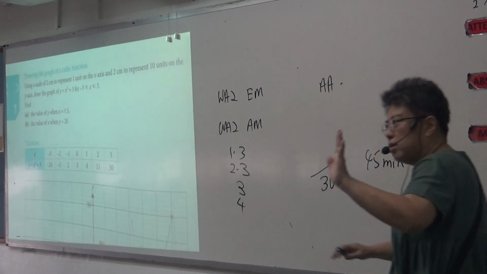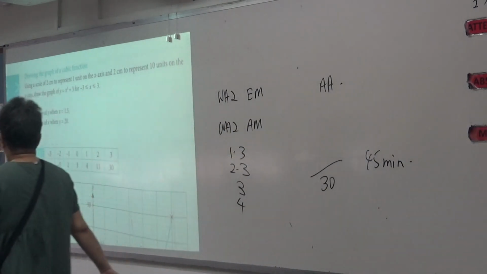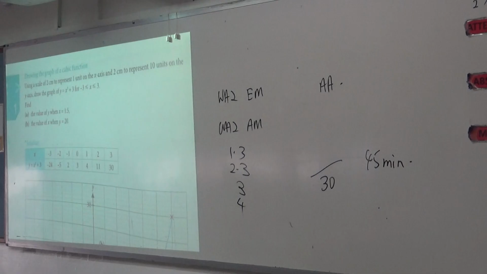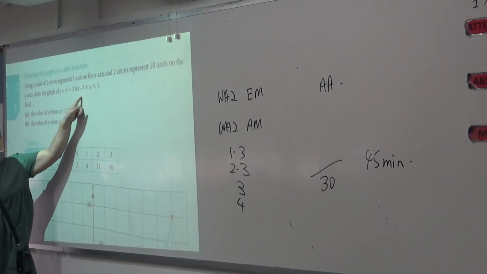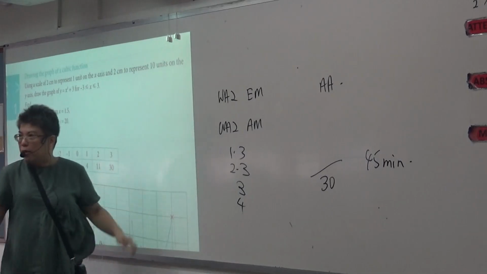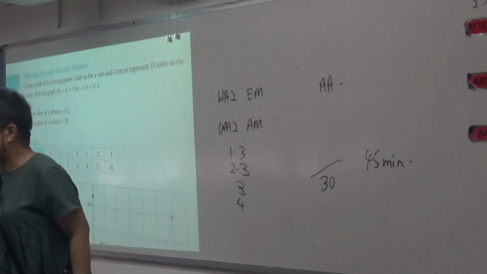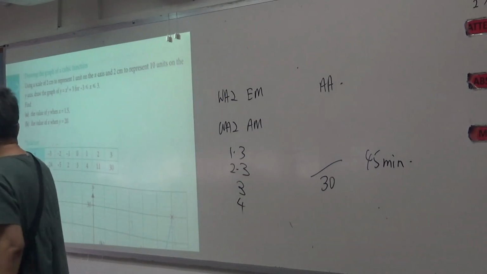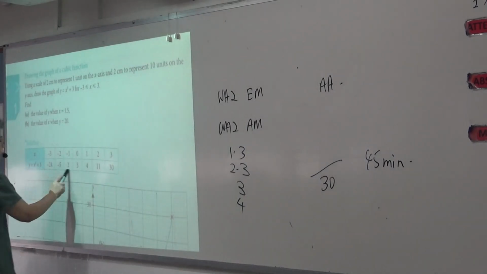It's always phrased in this type of manner. Use a scale of 2 cm to represent 1 unit on the x-axis and 2 cm to represent 10 units on the y-axis. Draw the graph of this. Now, when they give you the range, -3 to 3, can you go like that? Okay, but usually the question will give you the table. It's just to complete the table. No? Then you write in the corresponding points.